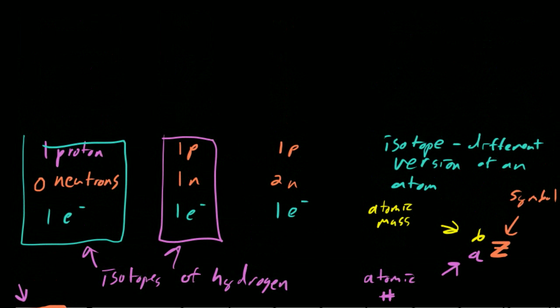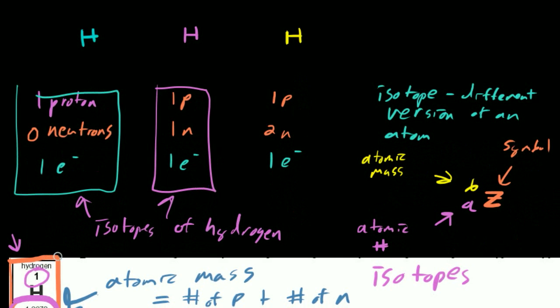Well, let's start writing each of these down. Each of them has the symbol H. So we've got an H there, an H there, and an H here. And then the atomic number for each of these: they all have 1 proton, right? That's what defines that we have hydrogen. So the atomic number for each of these is going to be 1. So write down 1 there, 1 there, and 1 here.